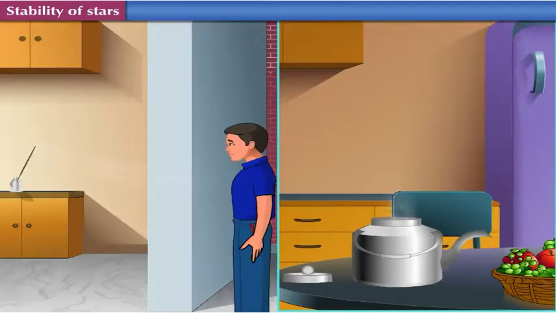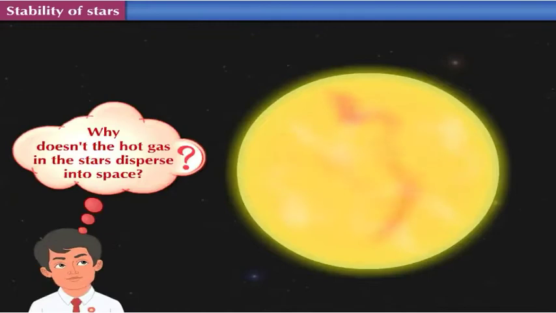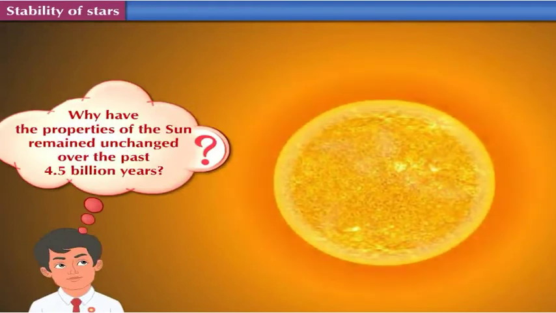Now, there is something to wonder. We know that the star is made up of hot gas. Then why doesn't the hot gas in the stars disperse into space? Our sun is also made up of a hot gas. But then, why have the properties of the sun remained unchanged over the past 4.5 billion years?